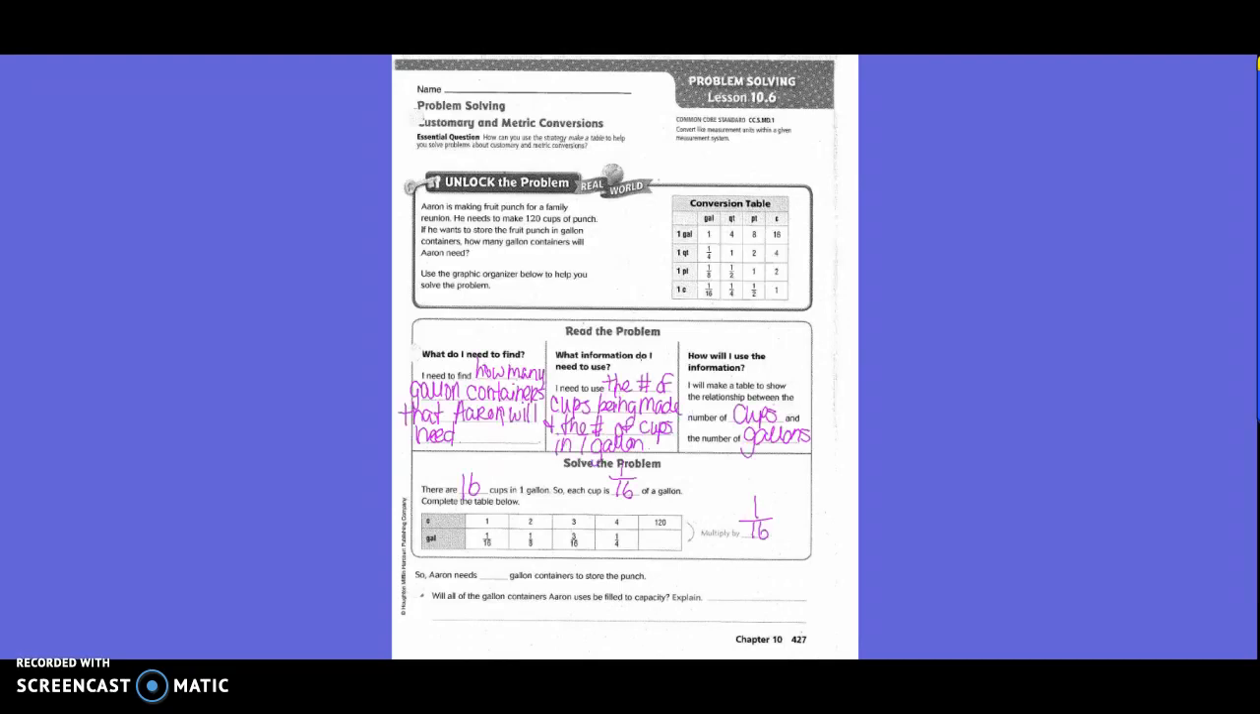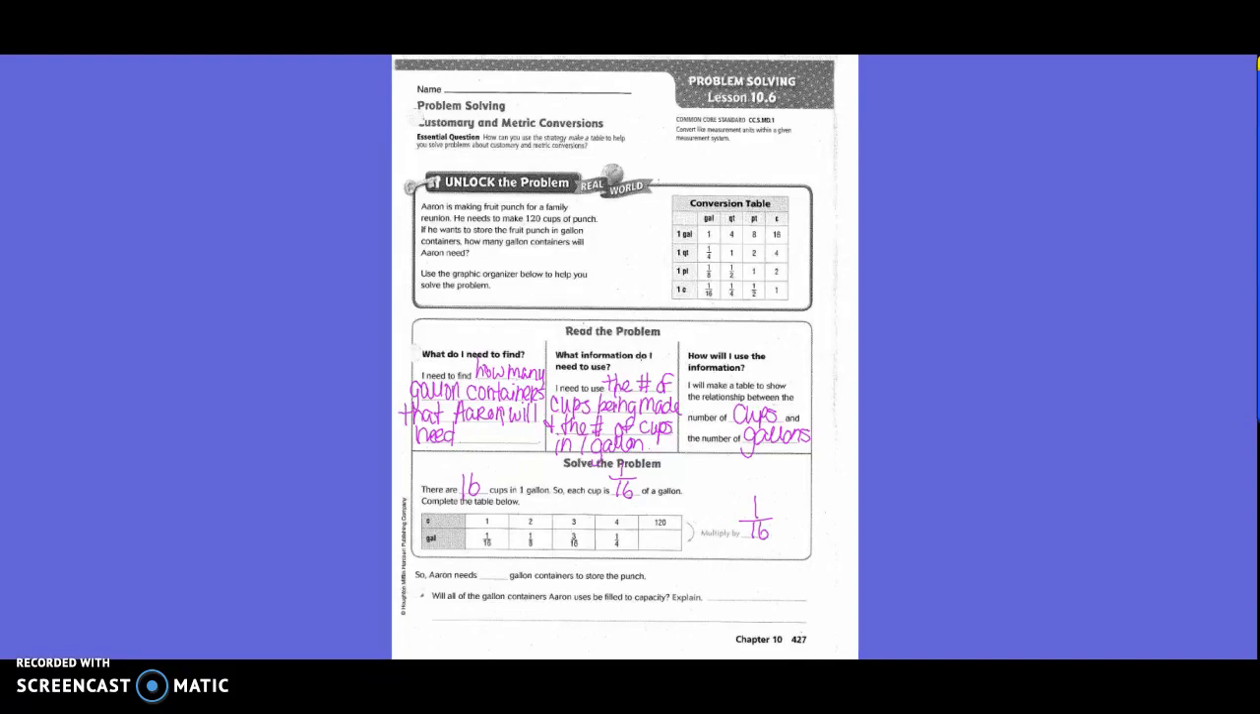What do I need to find? I need to find how many gallon containers that Aaron will need. What information do I need to use? I need to use the number of cups being made and the number of cups in 1 gallon. How will I use the information? I will make a table to show the relationship between the number of cups and the number of gallons.